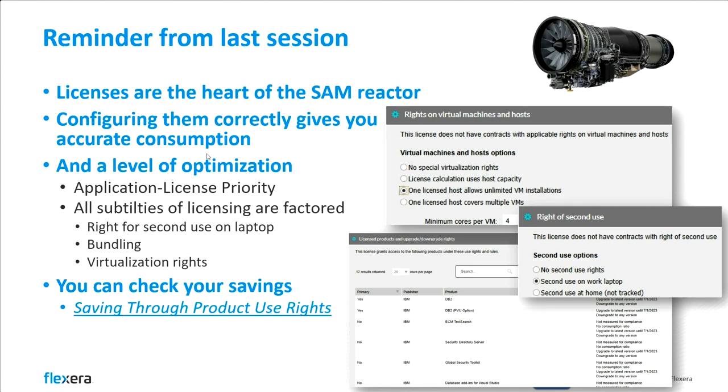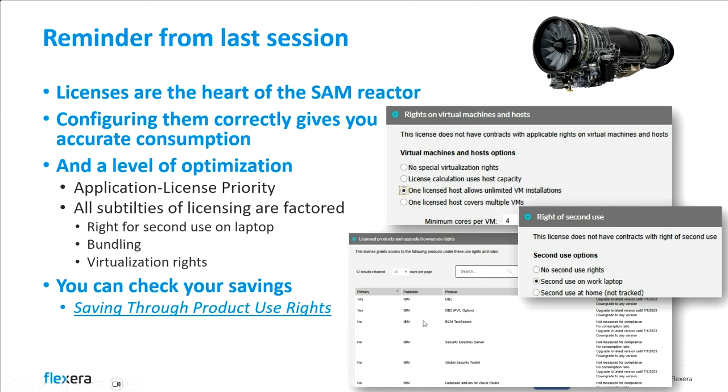These are all the subtleties of licensing. For instance, the right for second use. Where is it? Here, you see that's one of the use rights tabs of a license. You can set up the second use on a work laptop. That's a rule that was used for Project or Visio or Office when it was not part of Microsoft 365. The tool is able to compute and deduplicate when a user has two computers. FlexNet ITAM will apply this second use right.